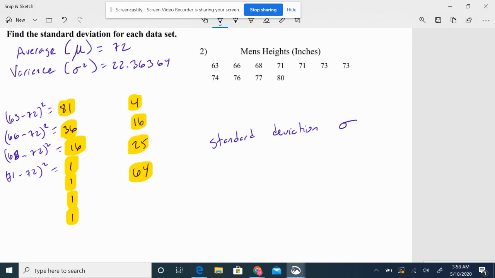Now, for standard deviation, that's my Greek letter for standard deviation. I'm going to have the square root of my number here. So the square root of 22.36364 gives me 4.729. So I'm just going to round it to 2 decimal places. I'm going to call this 4.73. Not too hard.